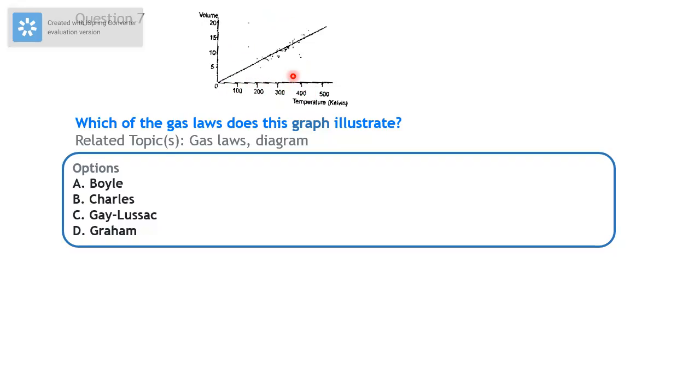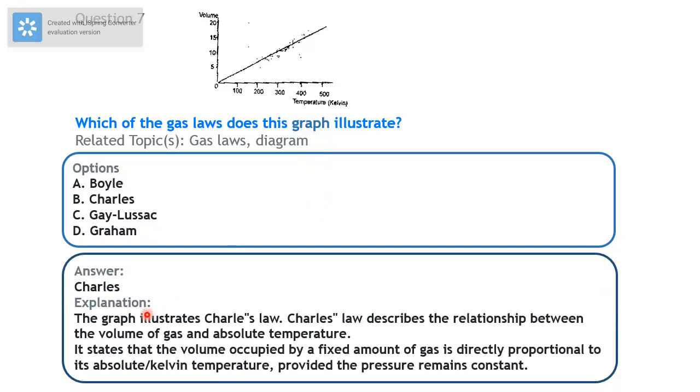If you recall the gas laws that we have, the one that discusses the relationship between the volume and the temperature of a fixed mass of gas is the Charles law, which states that the volume of a fixed mass of gas is directly proportional to the absolute or the Kelvin temperature, provided that the pressure of that substance remains constant.